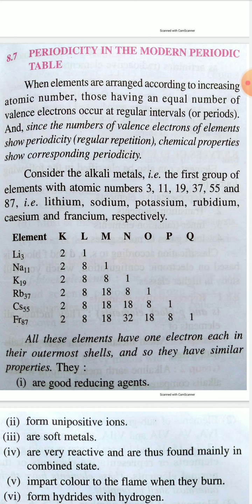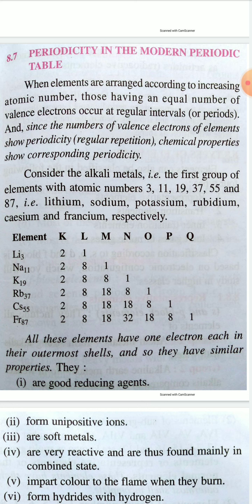Okay. Now, periodicity in the modern periodic table. When elements are arranged according to increasing atomic number, those having an equal number of valence electrons occur at regular intervals or periods. And since the number of valence electrons of elements show periodicity, that is regular repetition, chemical properties show corresponding periodicity. Let us explain this by considering the following. Consider the alkali metals, that is group 1 elements of the modern periodic table, and the elements are lithium, sodium, potassium, rubidium, cesium, and francium respectively.